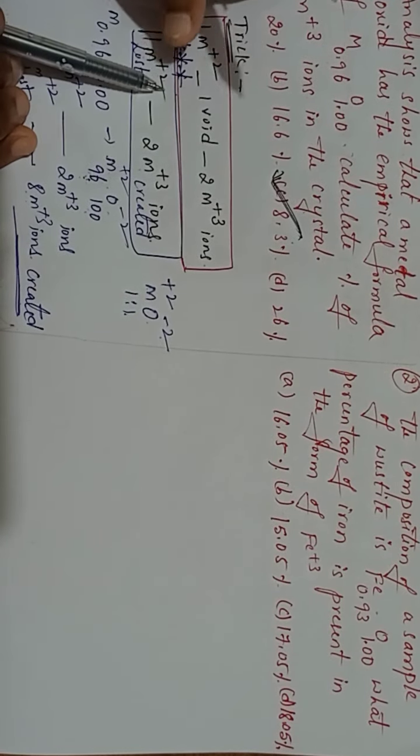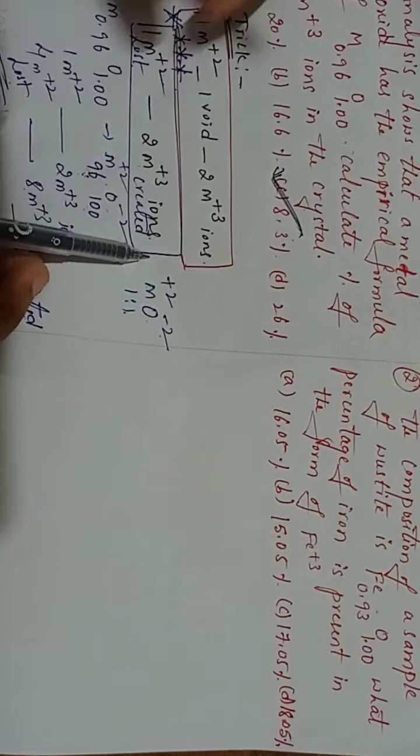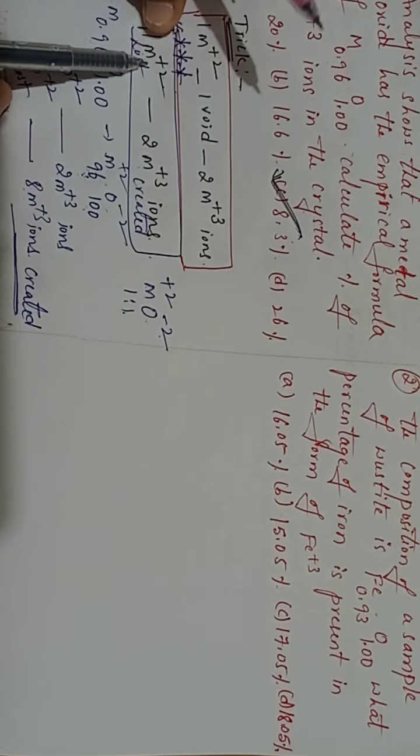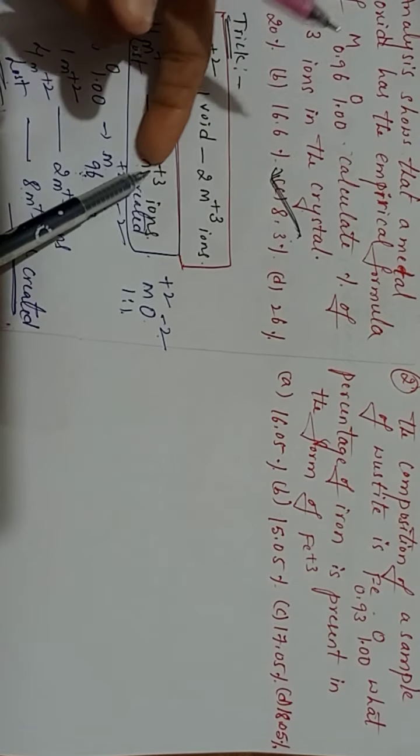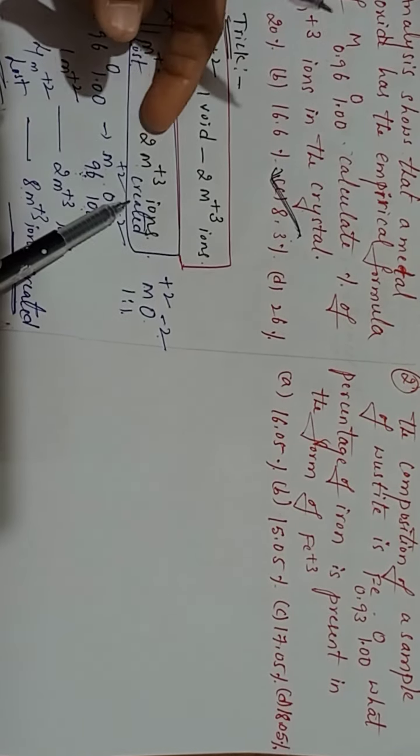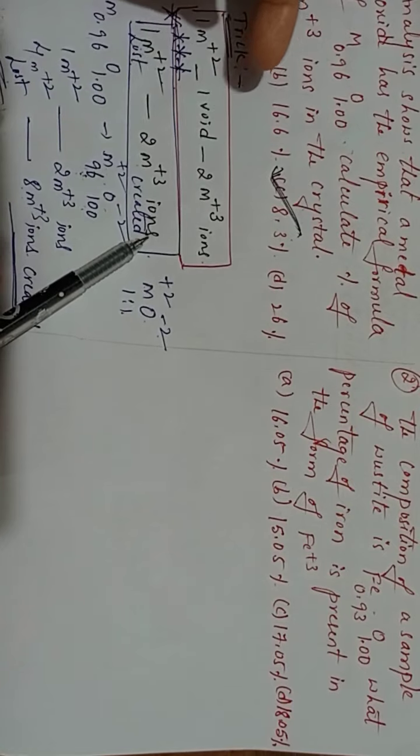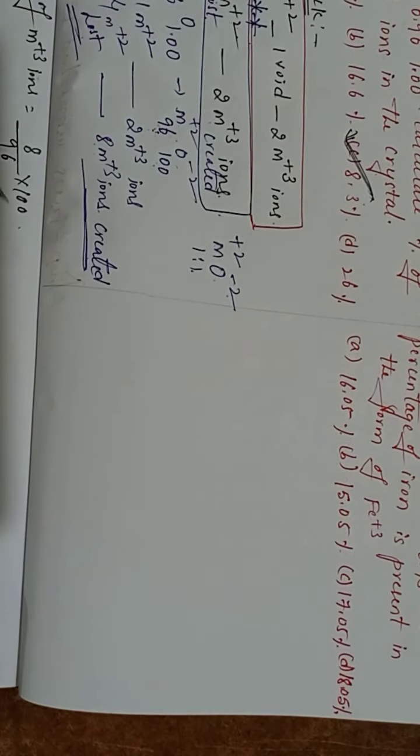1 metal ion, 1 M+2 lost, 2 M+3 ions created. That means here in the 1 metal ion, M+2 is the lower oxidation number, this is the higher oxidation number, +3. 1 lost means 2 M+3 ions are created. So like that you have to find it, students. This is the percentage of M+3 ions. Understanding? Now see this question, students.